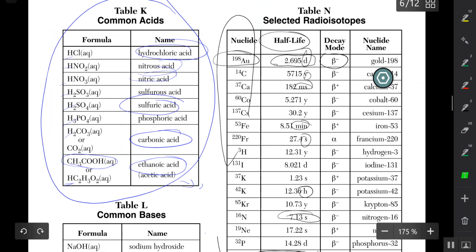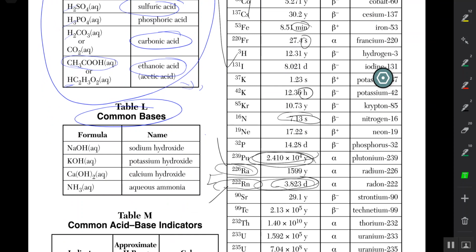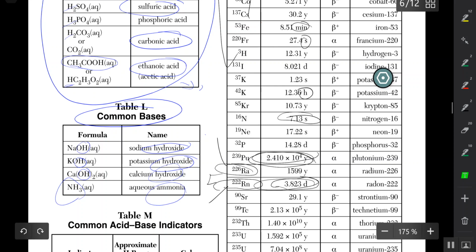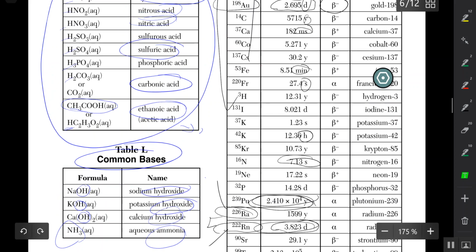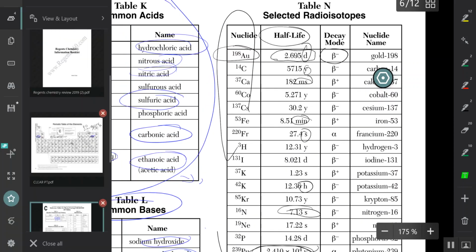Okay, and you also have a list of bases here. Bases tend to be very alkaline. Notice all the bases here end in OH, with the exception of NH3. Here are their names: sodium hydroxide, potassium hydroxide, calcium hydroxide, and aqueous ammonia. Aqueous means dissolved in water. Okay, so let's go back.